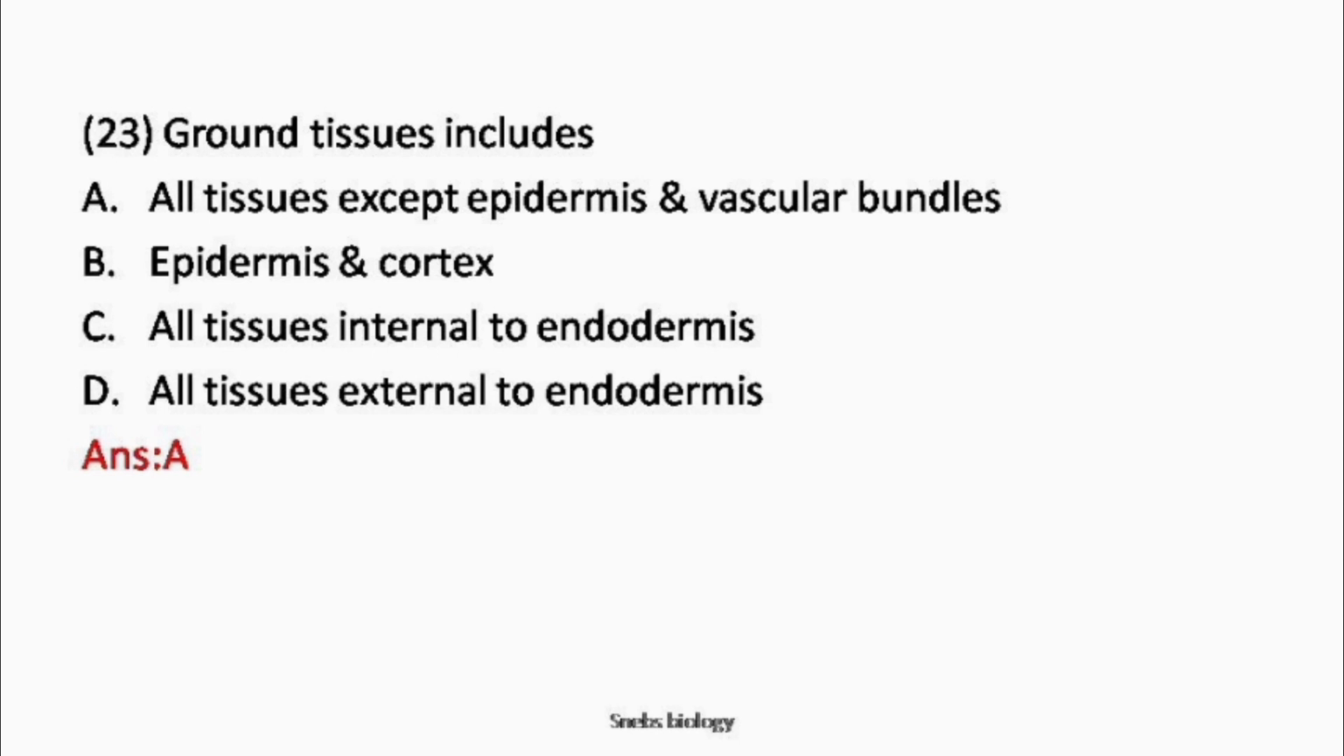Ground tissue includes cortex, pericycle, medullary rays. In leaves, the ground tissues consist of mesophyll. So, the correct answer is option A.